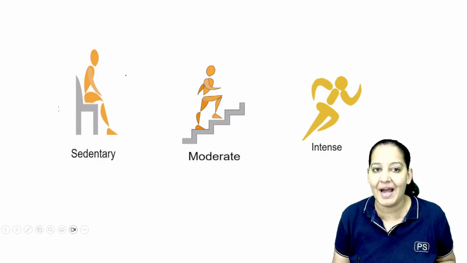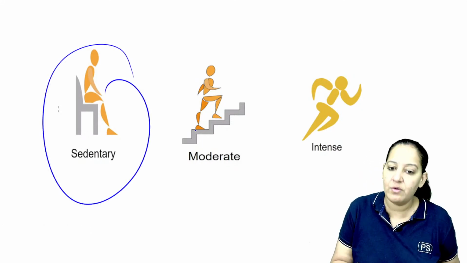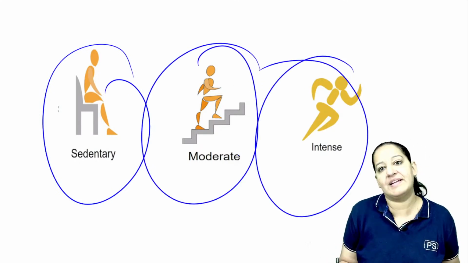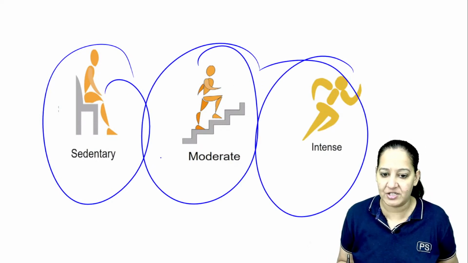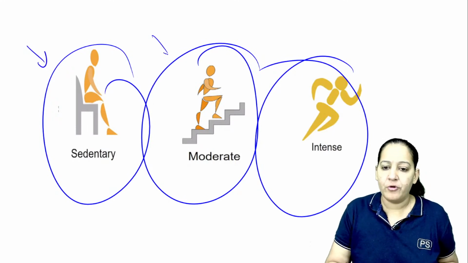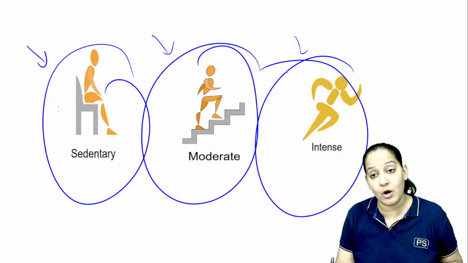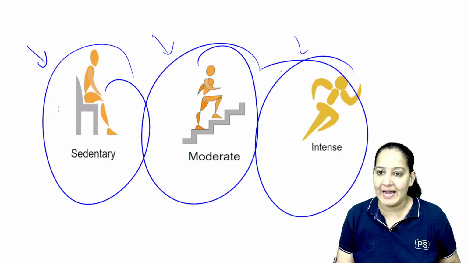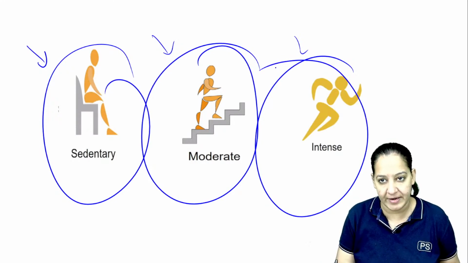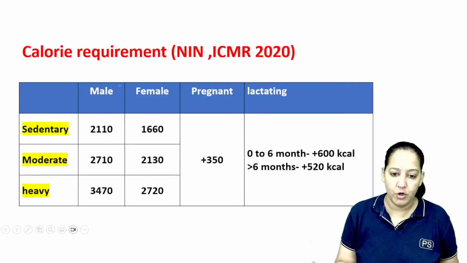Calorie requirement depends on which type of person you are. What is your daily activity? Are you a sedentary worker? Are you a moderate worker? Are you an intense worker? You can understand by looking at the image. Sedentary means sitting the complete day. Moderate means doing a little bit of physical activity. And intense means running, jogging, doing a lot of physical activity. So first decide your category. Are you sedentary, moderate or intense? First decide it.